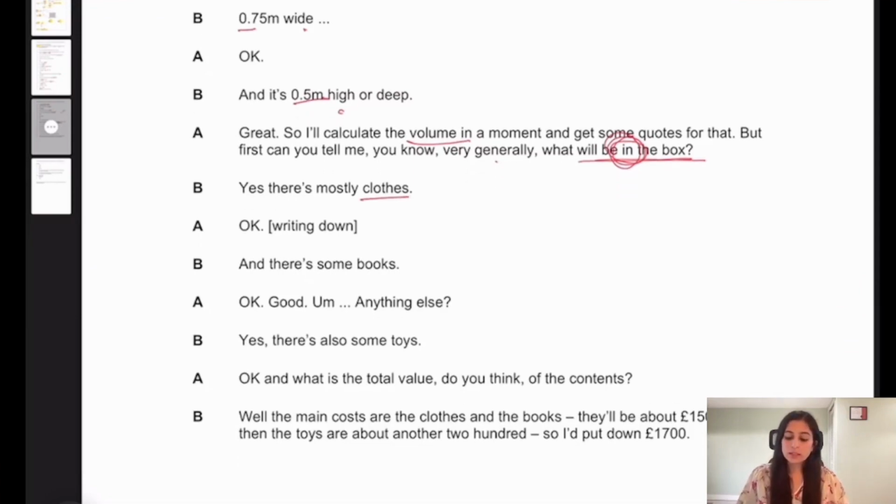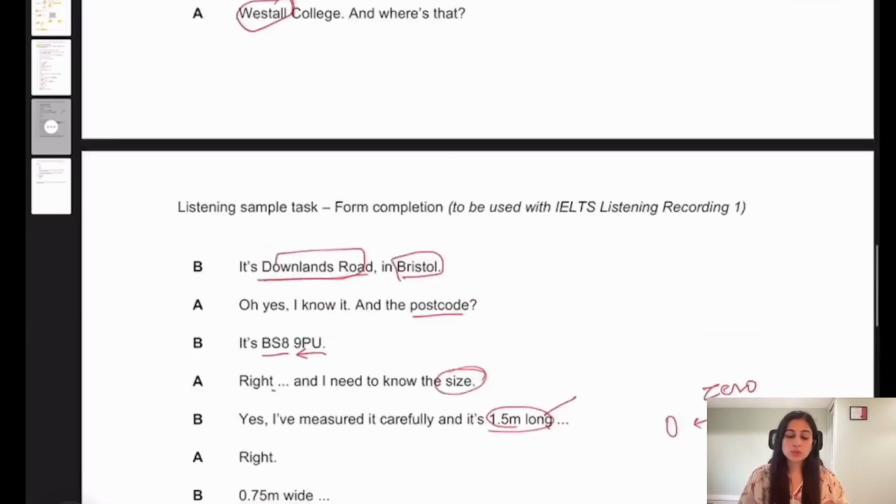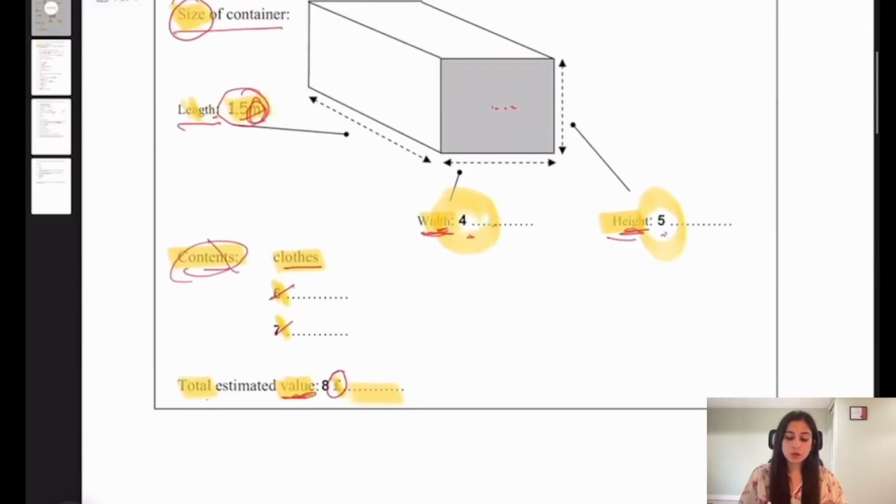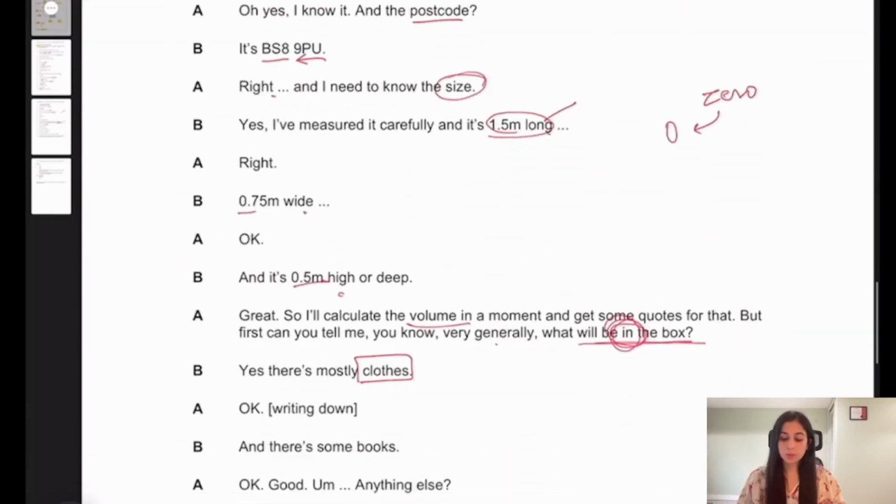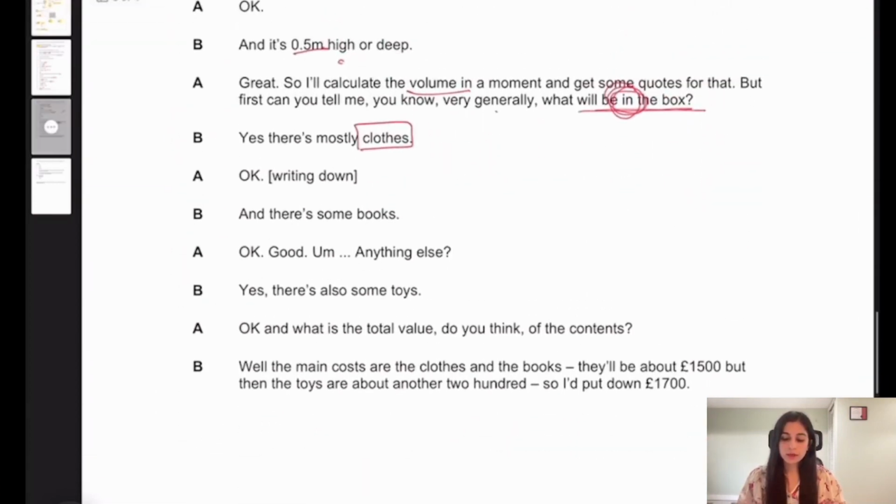Okay, then the next keyword was clothes. As soon as I hear clothes, even if I missed out contents, if you have heard the word clothes in the audio, you know 6 and 7 will be answered now. So it says, okay, and there's some books. Okay, good. Anything else? So 6 is the book, 7th one would be toys.